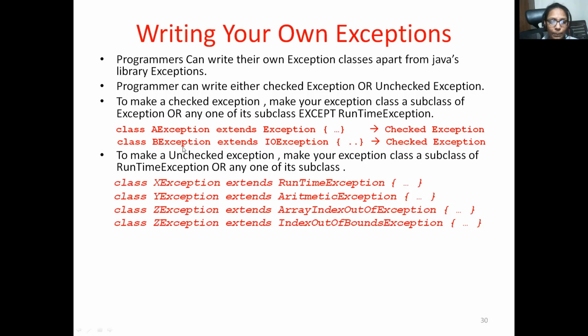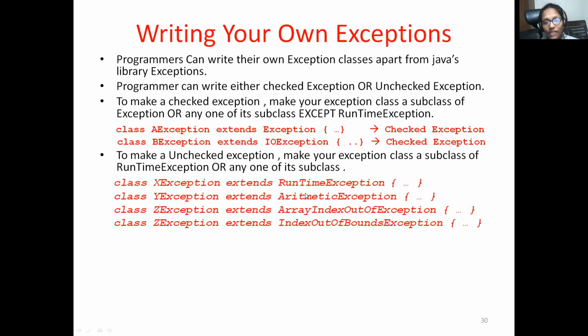Next, class B exception, you are extending the properties of IO exception. IO exception is also a checked exception. So if you are extending the properties of a checked exception, your class will also become a checked exception. Then if I want to create an unchecked exception, you need to extend the properties of any of the unchecked exceptions. What are the unchecked exceptions we have? You can extend the properties of runtime exception, array index out of bounds exception, arithmetic exception, index out of bounds exception. These are all different unchecked exceptions.